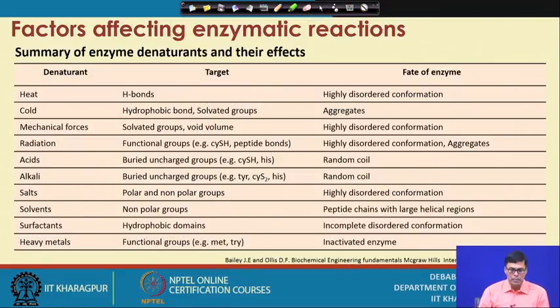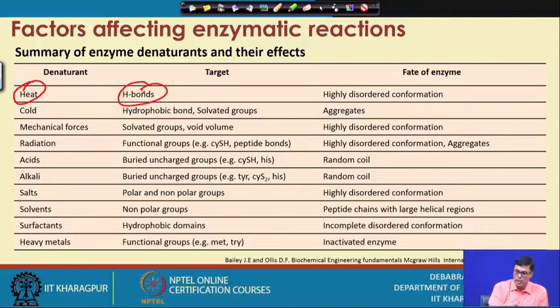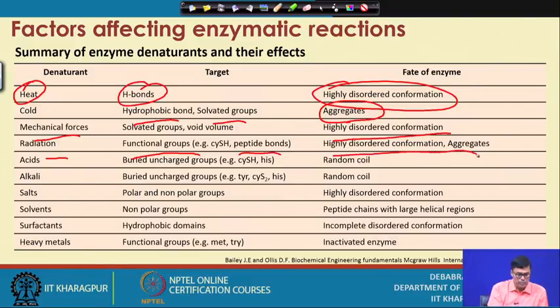Now here we have summarized how the different factors affect the enzymatic activities. Here we have seen the heat that affects the hydrogen bond and the highly disordered conformational change that takes place. Cold also causes hydrophobic solvation and aggregation of the compound. Mechanical force causes highly disordered conformation. Radiation affects functional groups like peptides and causes highly disordered conformation. So this table gives you some idea of how different factors, different parameters, influence the activity of the enzymes.